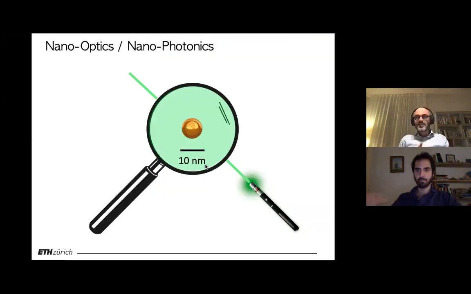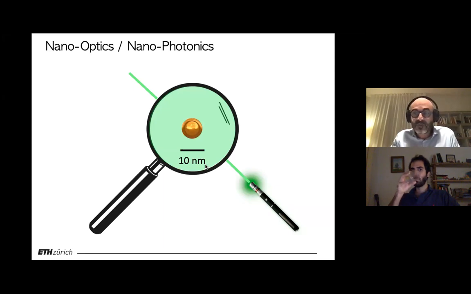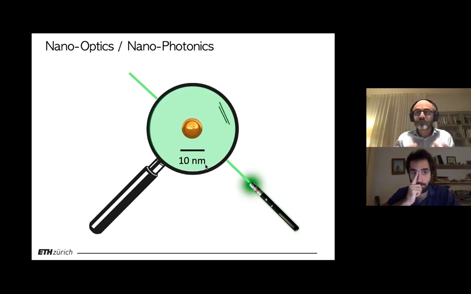Nano-optics, nanophotonics, you will hear both terminologies, is the field that studies the interaction of light with tiny pieces of matter down to the nanometer scale. The main motivation behind this is that when matter is scaled down to this nano size, it starts to feature some optical properties that do not exist at a larger size. So what is so special about nano-optics or nanophotonics?